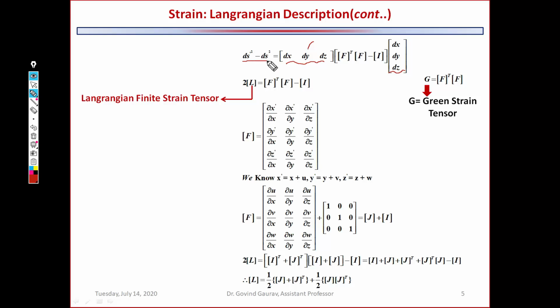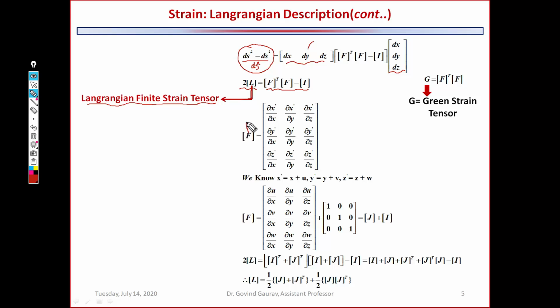So if we subtract it, if we divide it with ds square, we will get the definition of the strain that is in the RHS. This term, ds dash whole square minus ds square, is denoted by the letter L, and this L is known as the Lagrangian finite strain tensor. So the Lagrangian finite strain tensor is given by 2L is equal to F transpose F minus the identity matrix. Now we need to refer it back to the initial coordinate system.